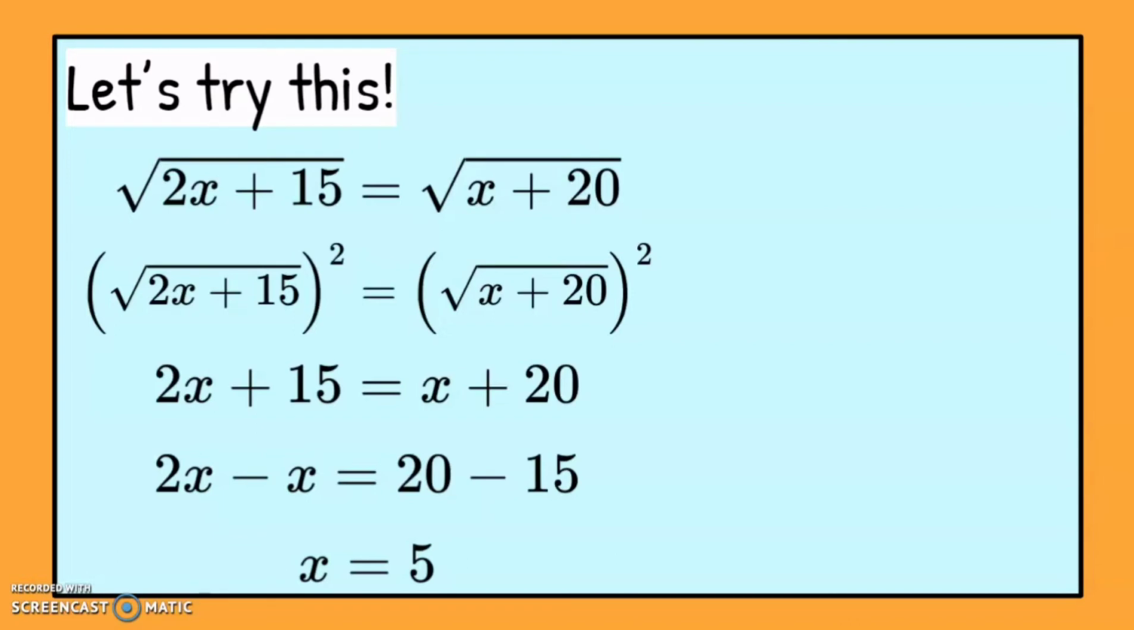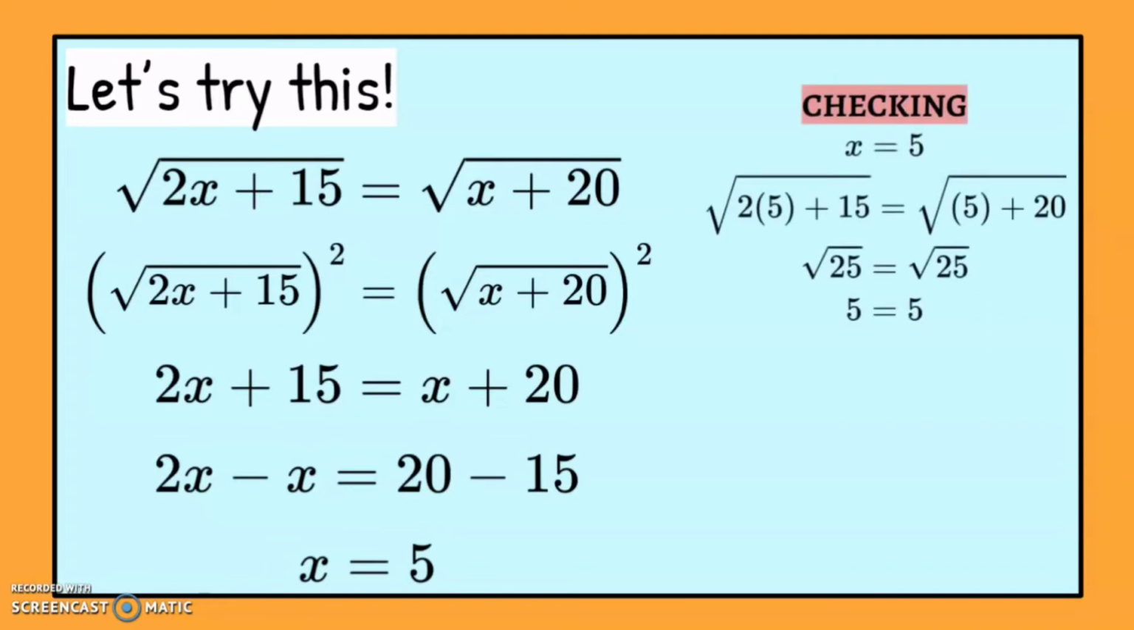To check if our value of x, which is 5, is a solution to the equation, we have to do checking. To check if our answer is correct, we just have to use the original equation, replace x with its value, and check if they will be equal. Square root of 2 times the value of x, which is 5, plus 15 must be equal to the square root of the value of x, which is 5, plus 20.